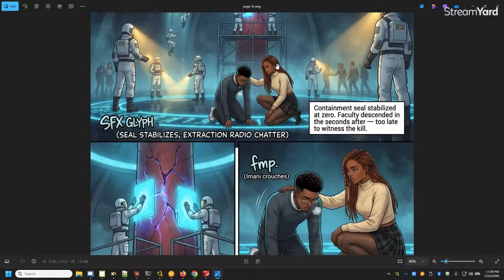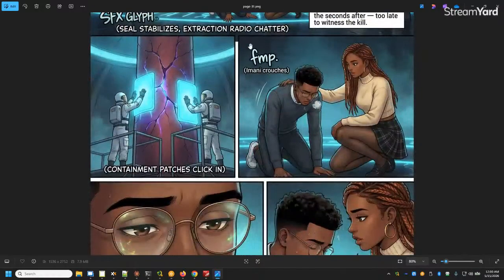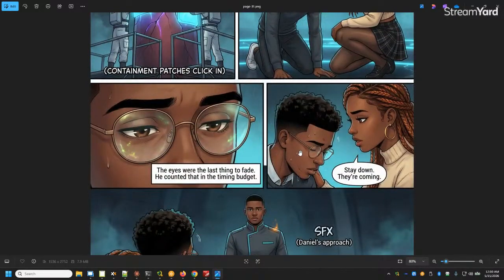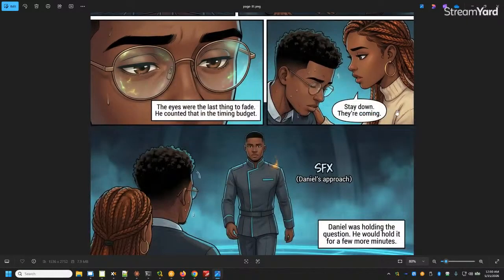Containment, seal, stabilize at 0. Faculty descendant in the seconds after. Too late to witness the kill. Okay. The odds were the last thing to fade. He counted that in the timing budget. Stay down, they're coming. So I guess that sucked up all of his mana.